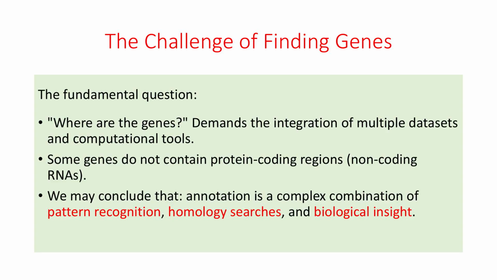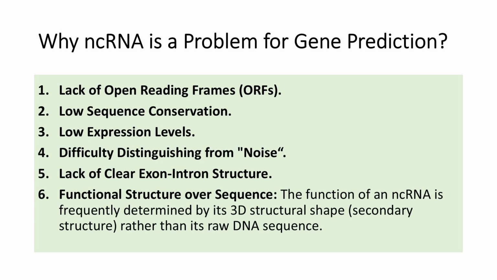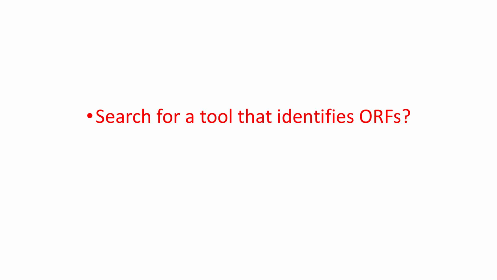Finding genes involves integrating data sets and tools, recognizing patterns, and applying biological insight, highlighting the complexity of annotation. Non-coding RNAs pose challenges for gene prediction due to lack of ORFs, low conservation, and complex structures, complicating the annotation process. Consider searching for tools that identify open reading frames to enhance your understanding of genome annotation.